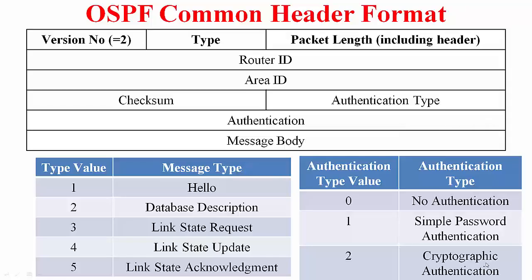So here is the packet format of OSPF. All OSPF packets have a common header that is represented here. So the first field again is the version field. If you set it equal to 2, it corresponds to OSPF version 2. There is in fact OSPF version 3, which handles IPv6.